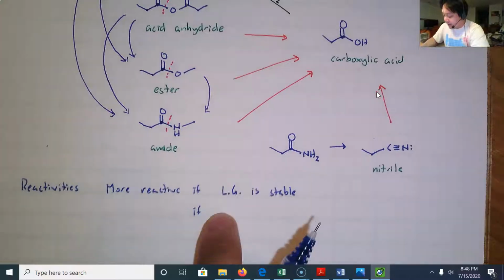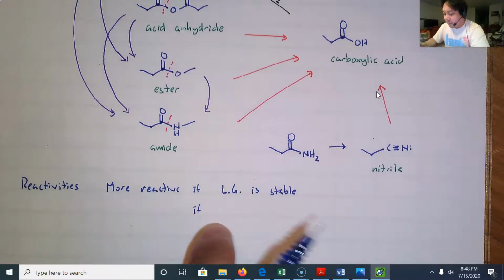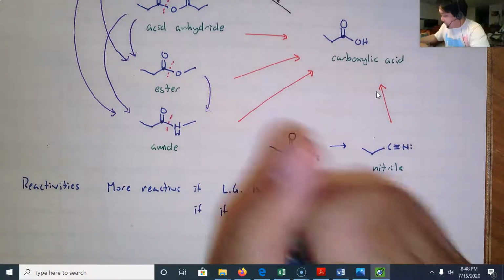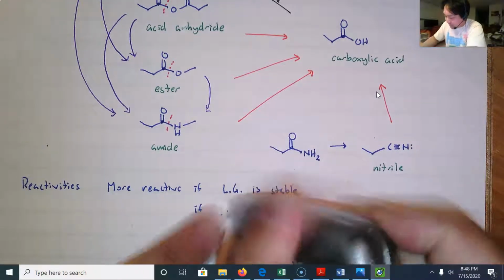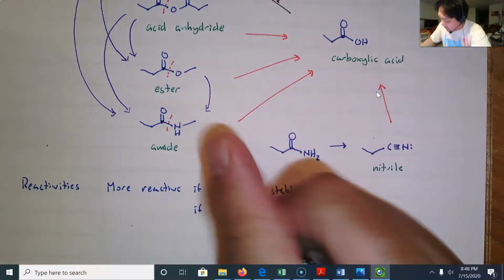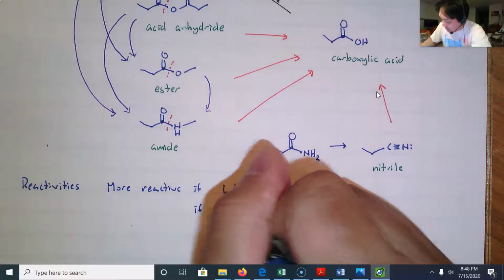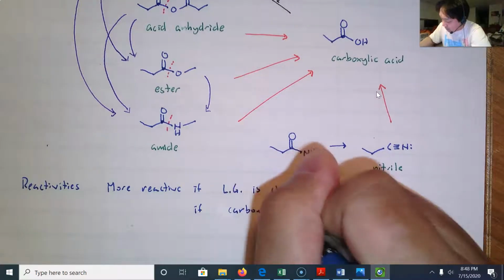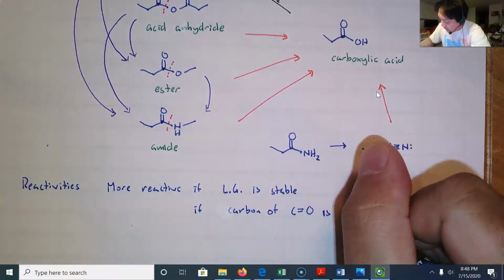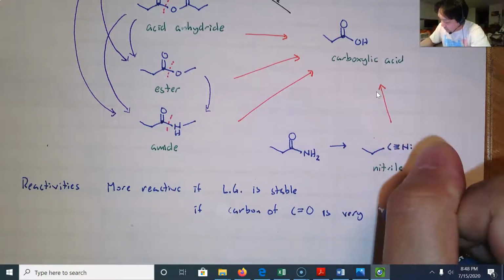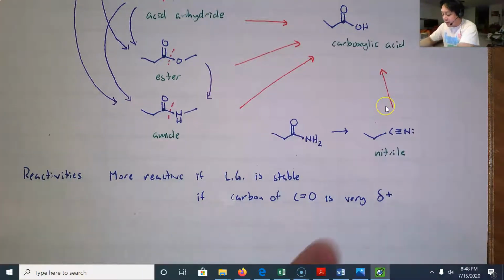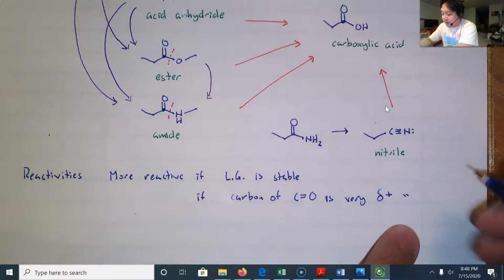So what can we say here? It's more reactive if it's more electrophilic, or if, oh man, I said that already. Second mistake. If the carbon of the C double bond oxygen is very partial positive, what's another way to say that? Very electrophilic, more attractive to the nucleophile.